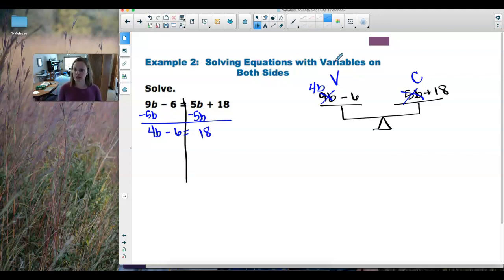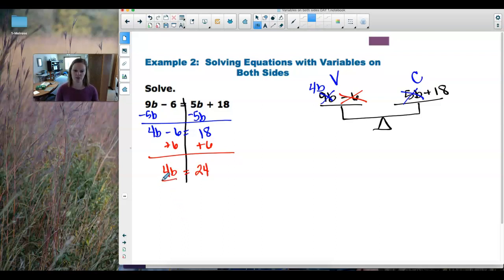Okay, now ultimately I only want variables on this left-hand side of the balance scale. So I need to get rid of this minus 6. And to get rid of the minus 6, I have to add 6. Now if I add something to one side, I have to do that to the other side to keep it balanced. So I'm going to add 6 to both sides. And then we have 4b equals 24.